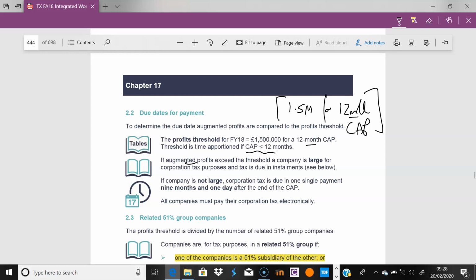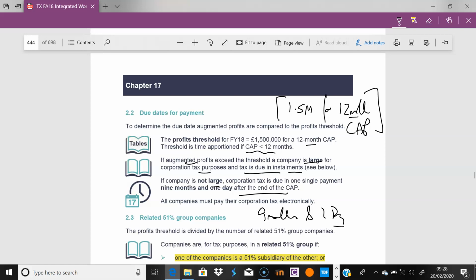And here's the issue. If augmented profits exceed the threshold, then the company is large for corporation tax purposes, and therefore taxes are due in installments. So you can see where I was going. This is the real issue. And if it is not large, which is more popular with many smaller companies, taxes are due 9 months and 1 day after the end of the chargeable accounting period.